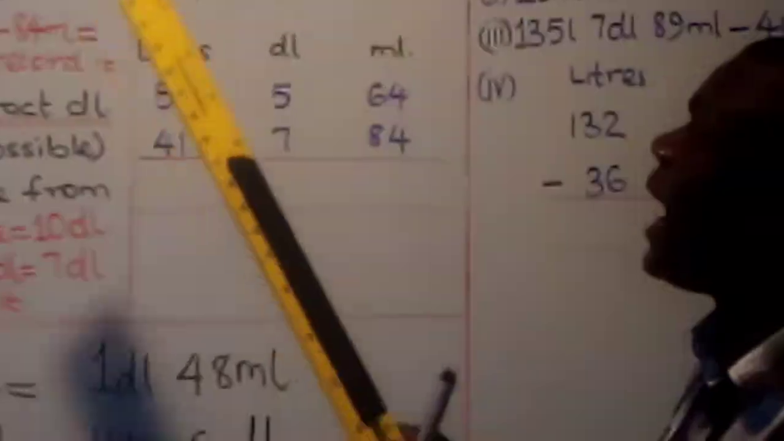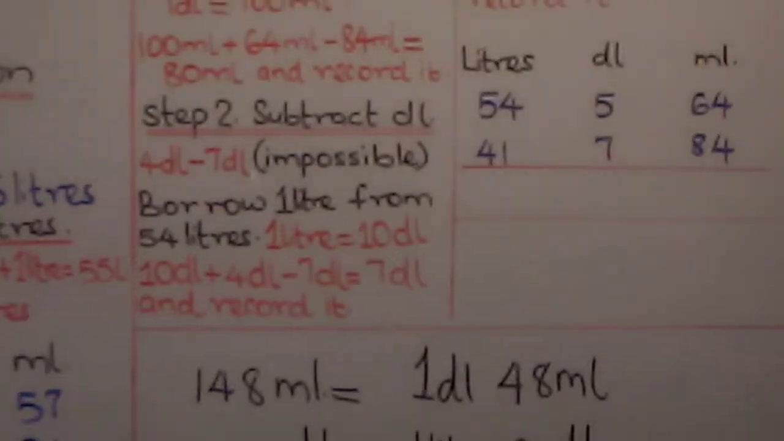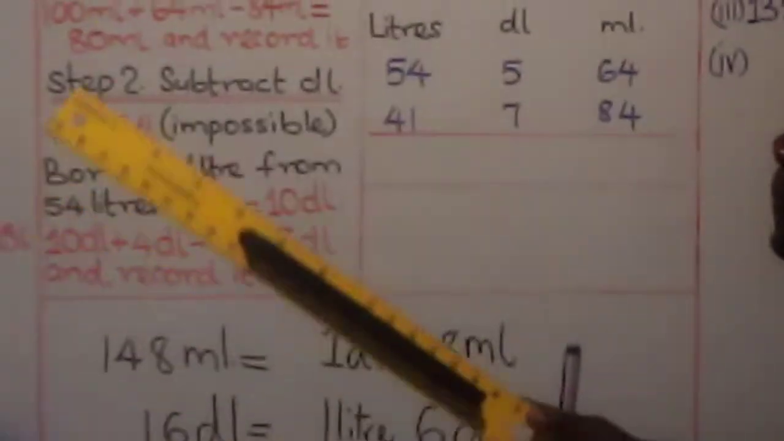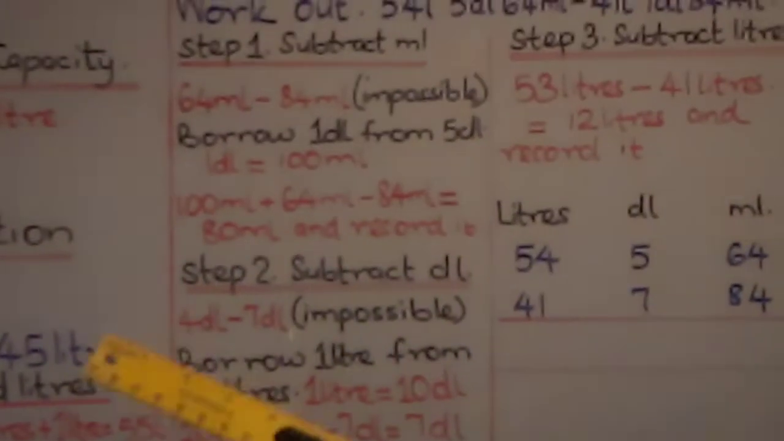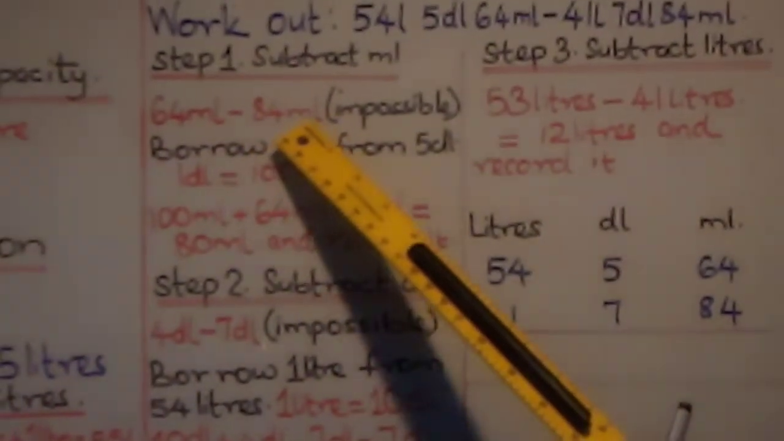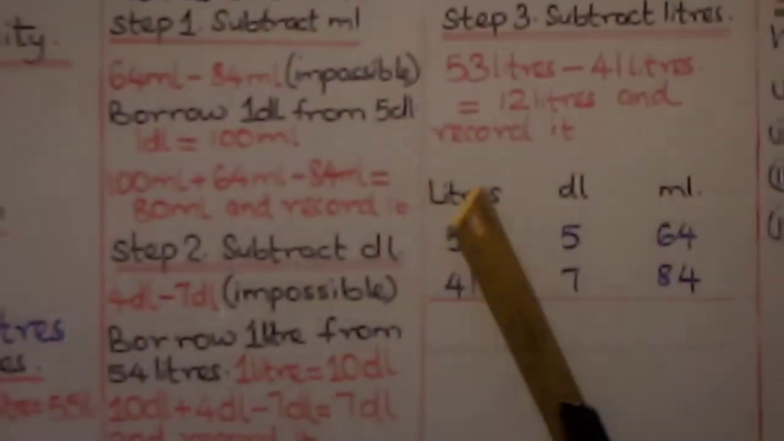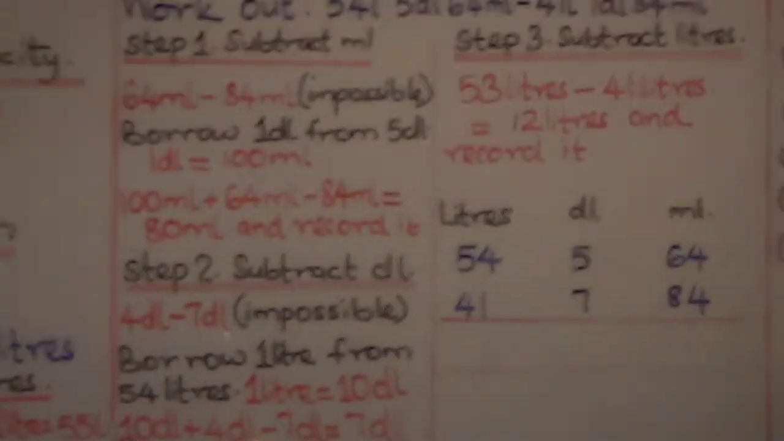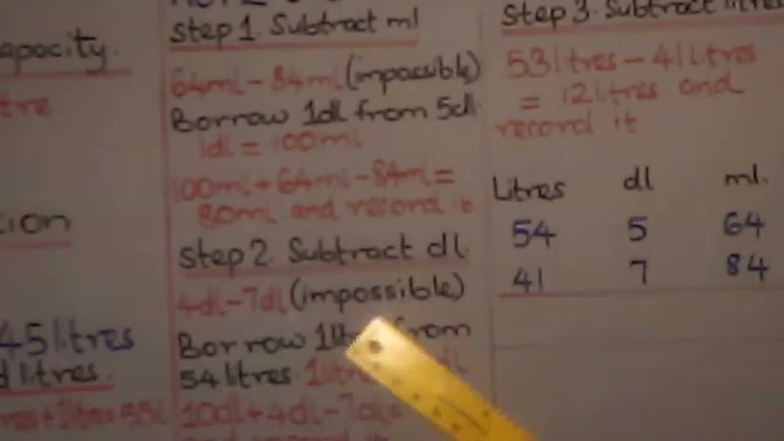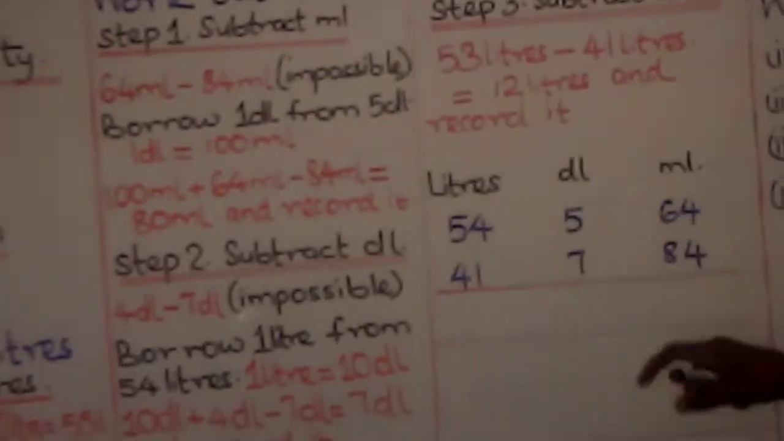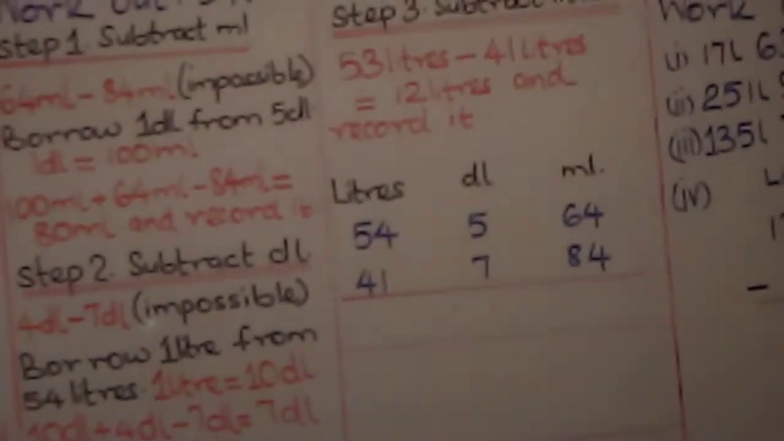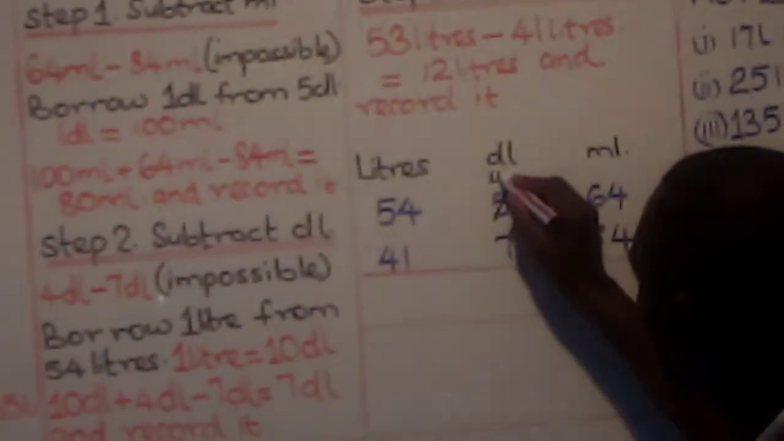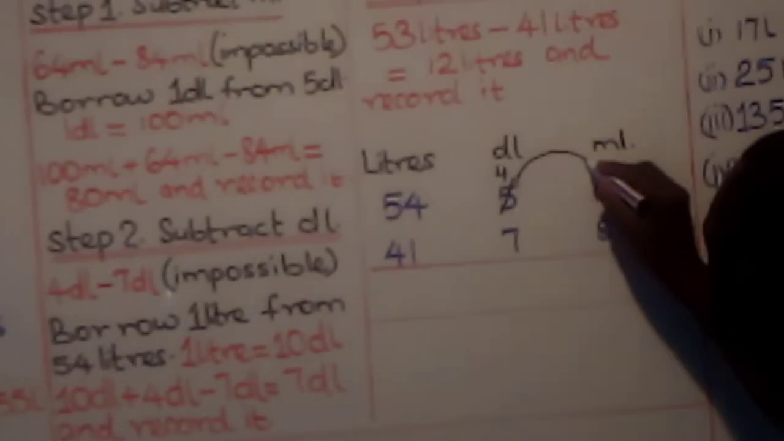Very good. So we are subtracting milliliters first. Now, 64 milliliters minus or take away 84 milliliters is impossible. So we borrow 1 deciliter. Remember, we are borrowing 1 deciliter from 5 deciliters. We together, we are borrowing 1. And so as we borrow, we cancel. We remain with 4.